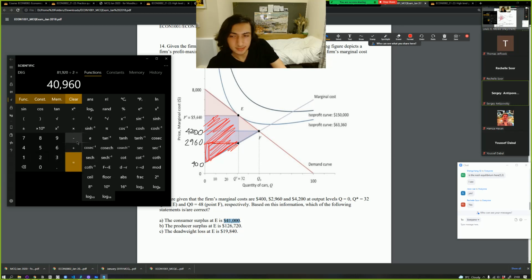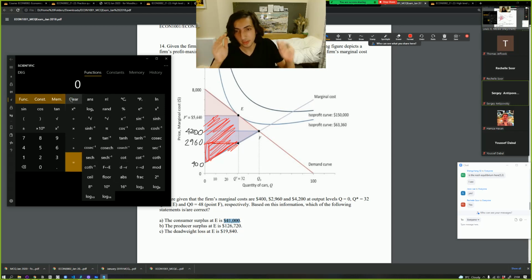Okay, so it's 40,000. We're going to be adding this big block here. So I need to do that, and then I need to do 5440 minus 2,960, because that gives the height. And then that is multiplied by the 32, and then I add that. So then we have 120,000, which is, again, not what it's telling us the producer surplus is.